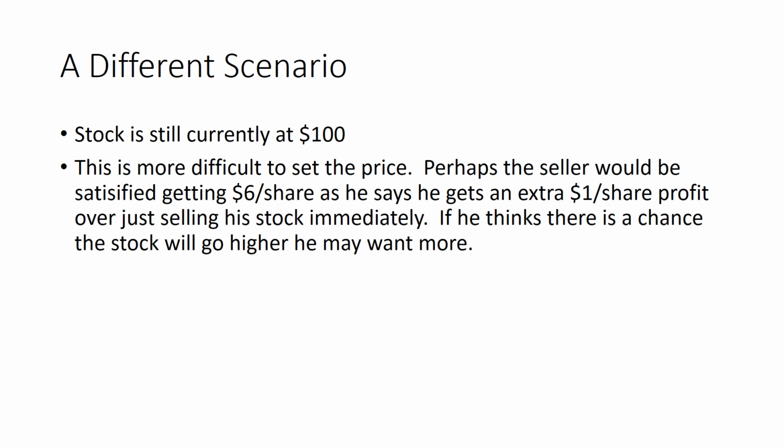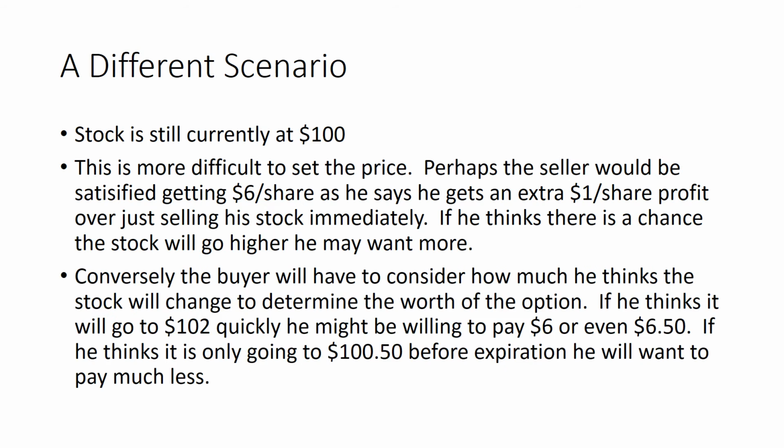So this is a little bit more difficult to set the price. Perhaps the seller would be satisfied getting $6 per share. As he says, he gets an extra $1 per share profit over just selling his stock immediately. But if he thinks there's a chance the stock will go higher, he may want more. And the buyer's going to have to consider how much he thinks the stock will change to determine the worth of the option. If he thinks it'll go to $102 quickly, he might be willing to pay $6 or even $6.50. But if he thinks it's only going to $100.50 before the option expires, he's going to want to pay a whole lot less.